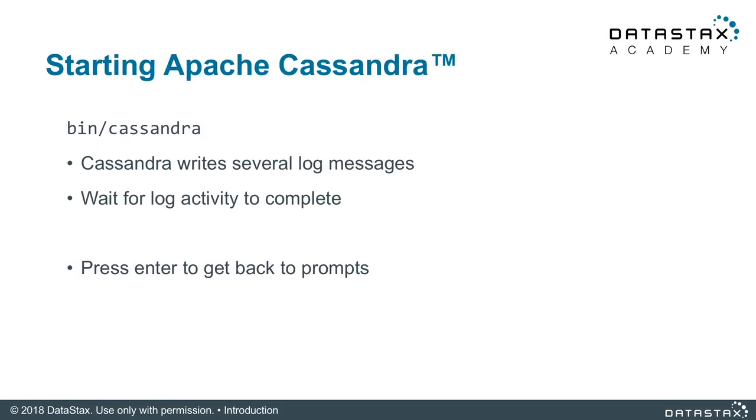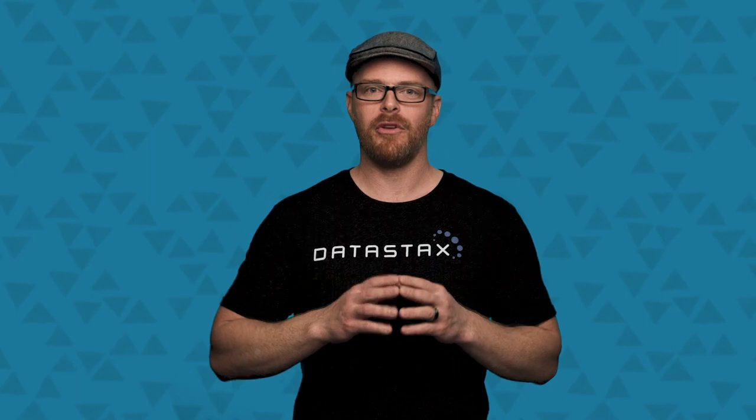You'll find the executable in the bin folder. This folder also hosts several tools we will tinker with through the course. Apache Cassandra outputs several log messages. The one we're most interested in is state jump to normal, which indicates this Cassandra instance is ready to service requests. Once you see this message, simply press enter to get back to your command prompt.